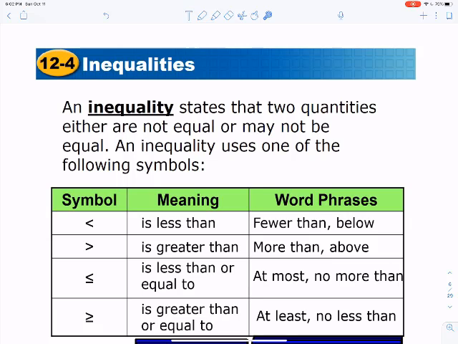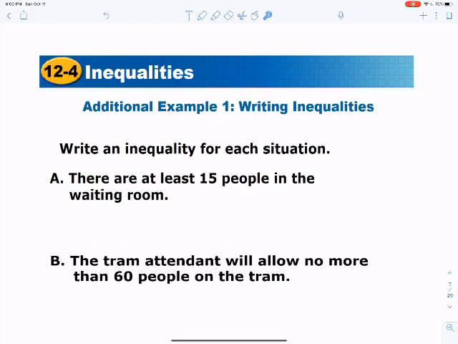And that's what we're going to do first, learn to read and write them. So here is a couple of examples. It says, write an inequality for each situation.